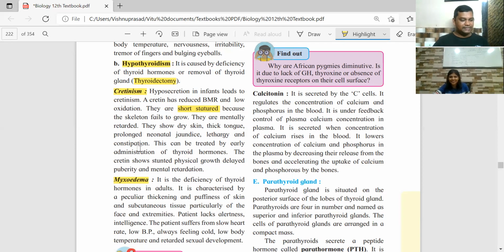In such conditions, if there is a deficiency of thyroxine hormone, it can be treated by administering thyroid hormones externally.